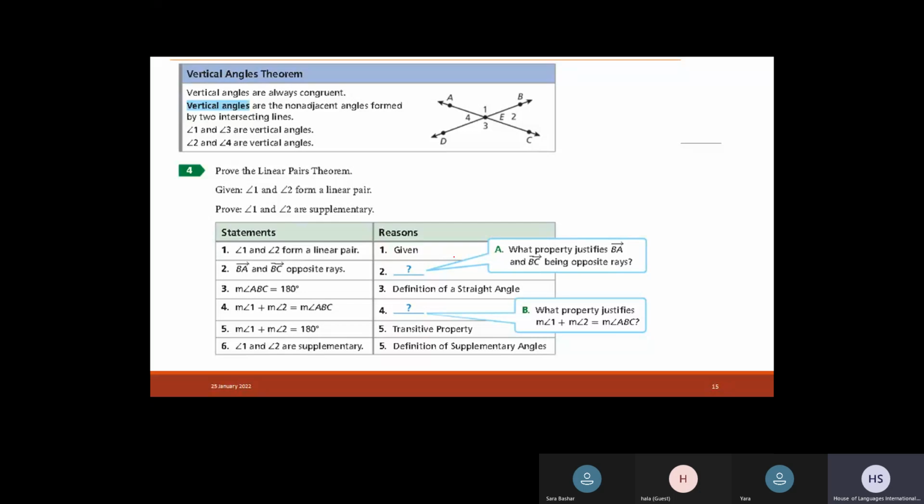Now here in number 4, I want to prove that, given that angle 1 and angle 2 form a linear pair, 1 and 2 are supplementary. So here we have two lines. This is angle.